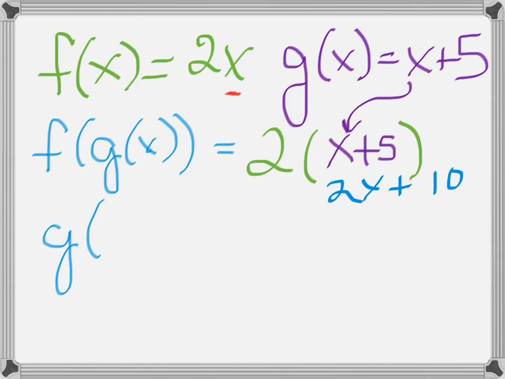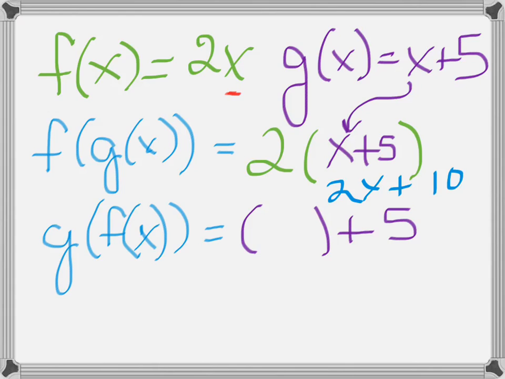We could do it the other way too. We could take g of f of x. This time we'd be replacing the x in the g of x function with the f of x function. So where the x is located in g of x, we're going to put a set of parentheses plus the 5. And then inside the parentheses, we put the f of x function, which is 2x, giving us 2x plus 5 as our final answer.